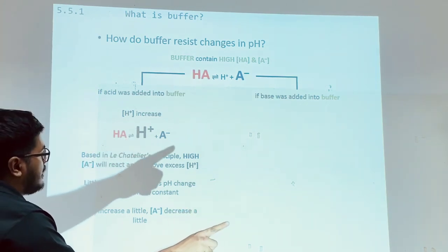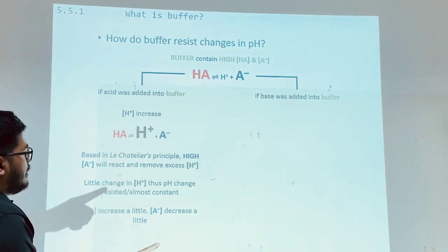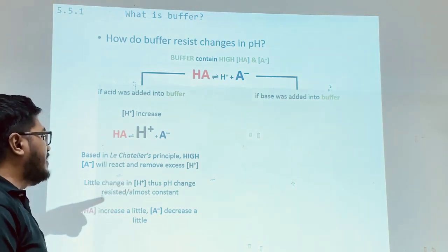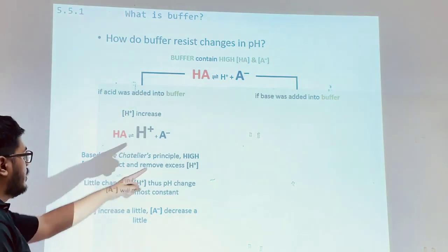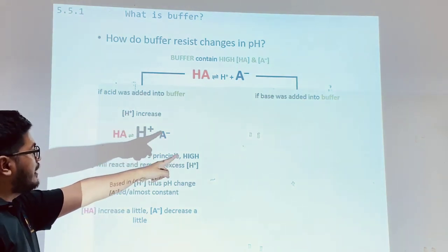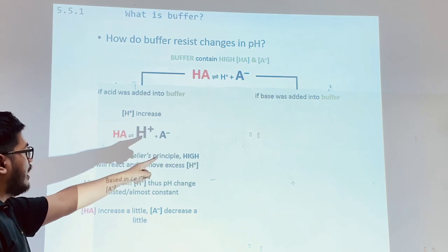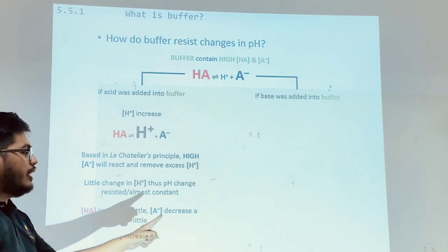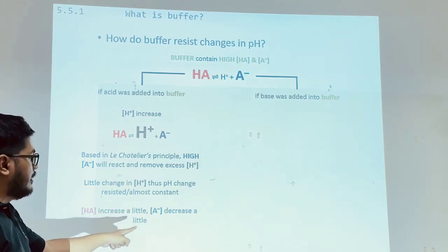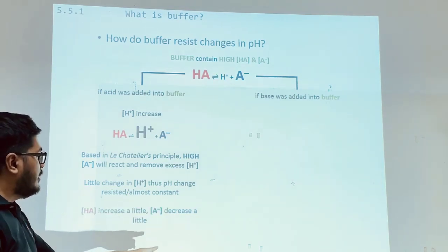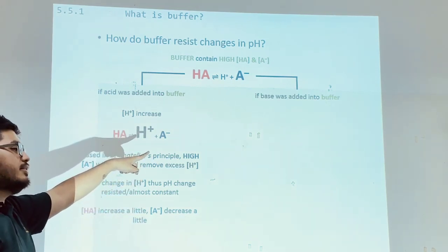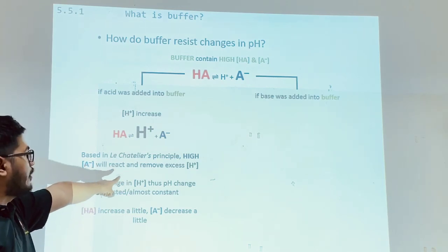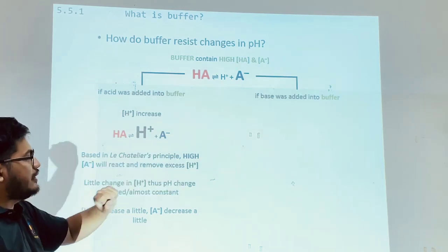So when A minus reacts with H plus, what happens? There is little change in the hydrogen concentration, thus the pH is resistant, or almost constant. So when H plus increases, the high concentration of A minus will react with H plus, and it will produce more HA. So the conclusion is that HA increases a little, A minus decreases a little. What happened to H plus? The excess H plus will also decrease. Why? It is already being removed.